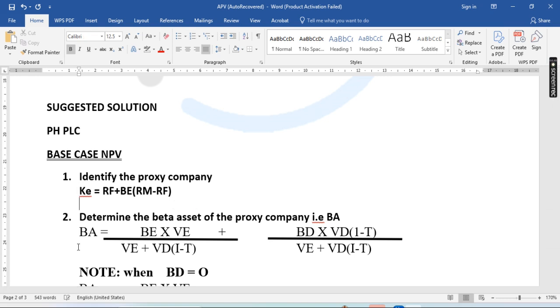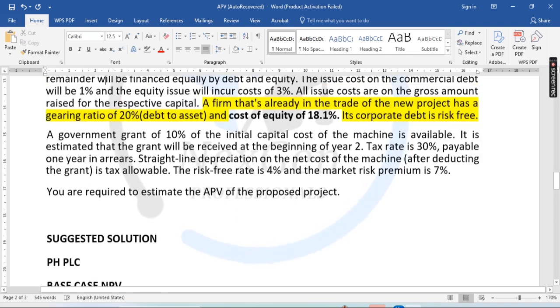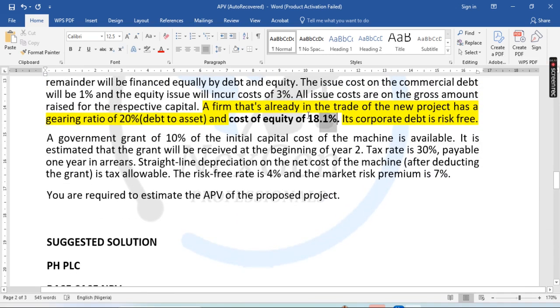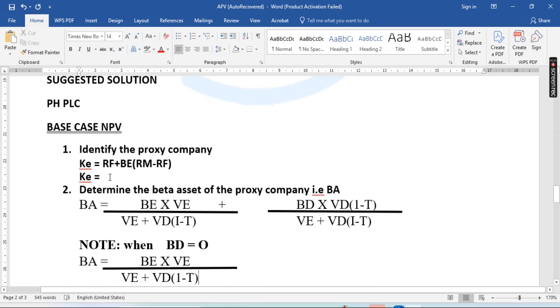Class, pay attention. Now, the cost of equity is equal to, what is the cost of equity of the proxy company? Can you see it? 18.1. The cost of equity is 18.1%.